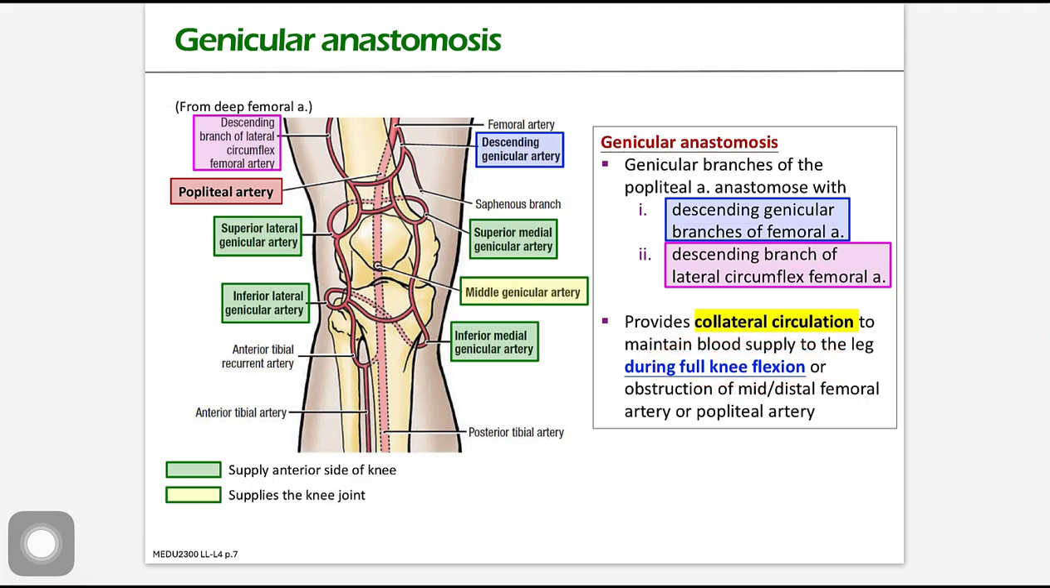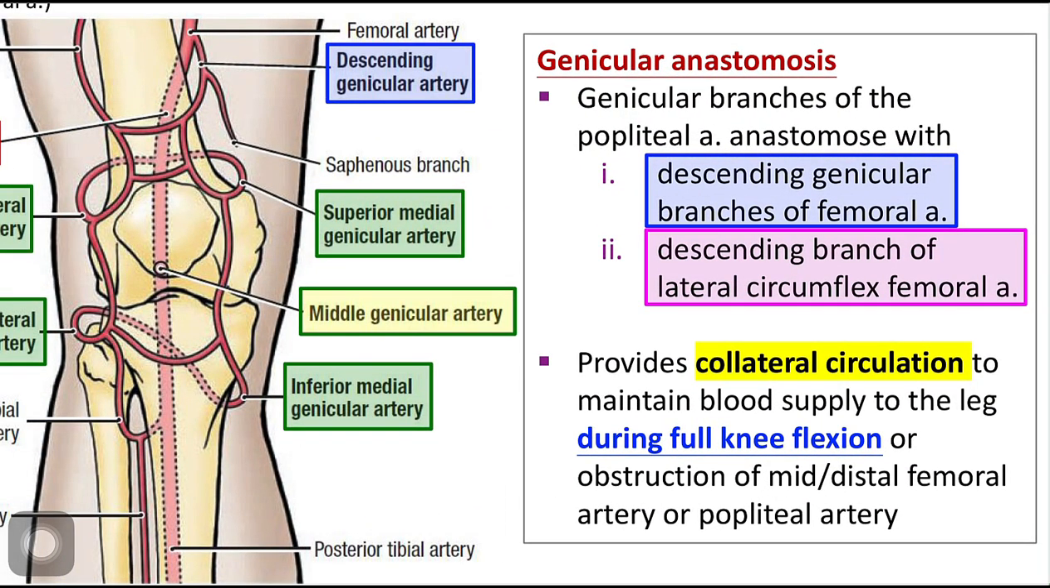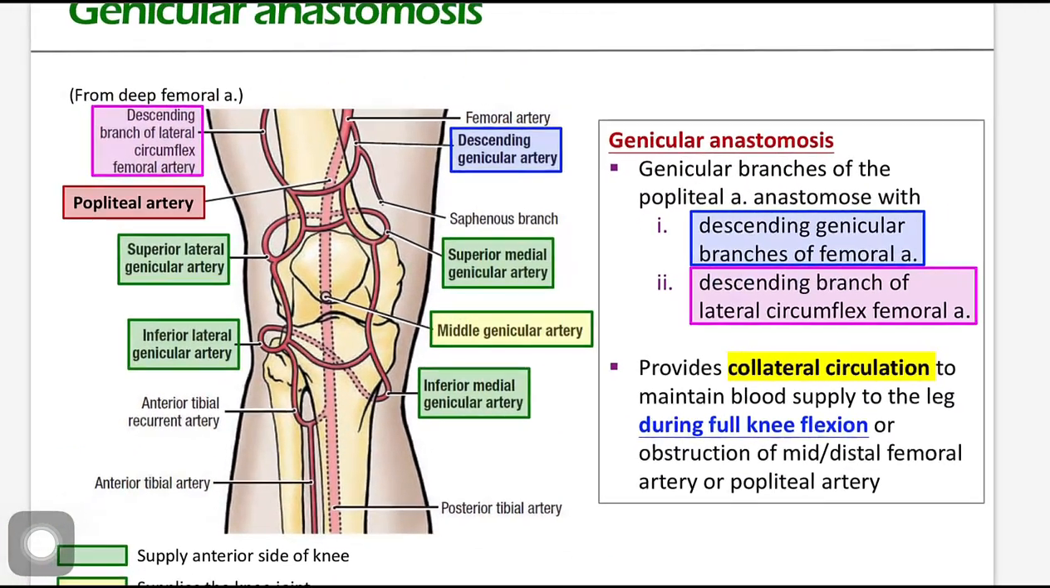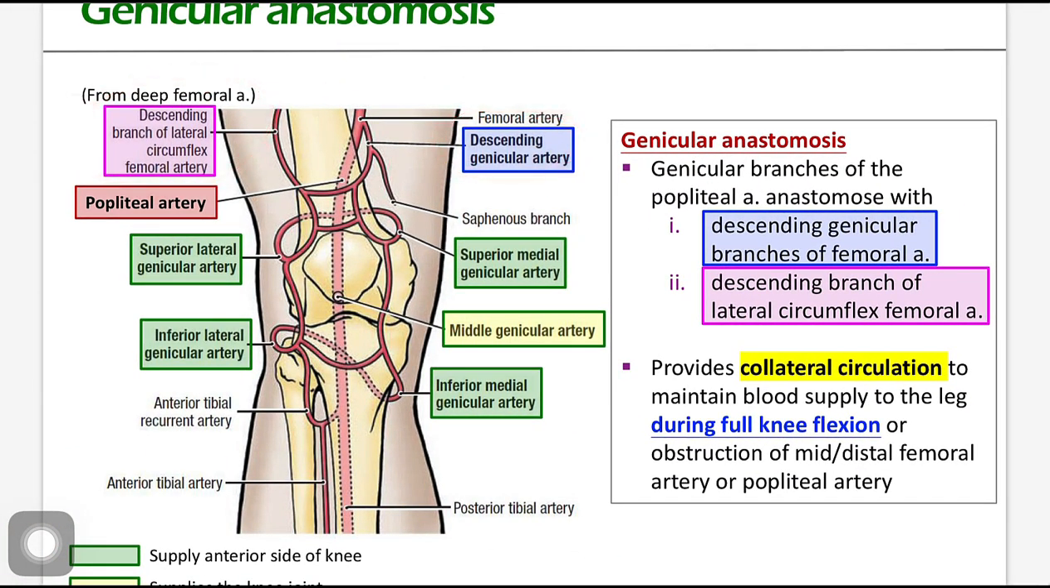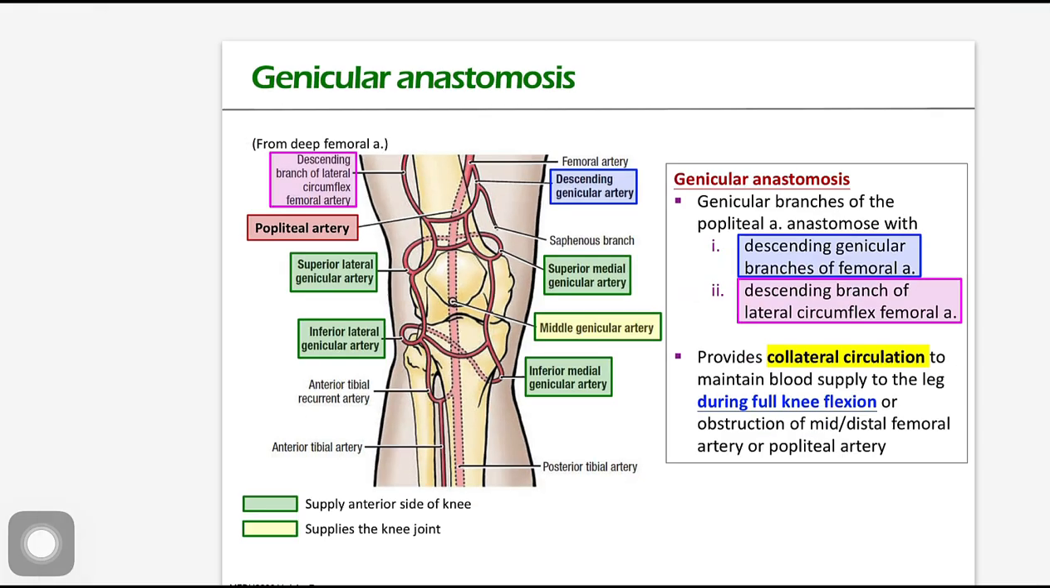Or if there is any obstruction of the mid femur, it could be up to here, the mid femoral obstruction or the distal femoral obstruction like in here, you still have other branches that can supply the whole knee, which is by the genicular anastomosis. And they form the anastomosis with the popliteal artery with these two, the one in blue and here the one in pink: the descending genicular artery and also the descending branch of the lateral circumflex femoral artery. Take a look, it is from the deep femoral artery. Sorry, this is from the deep femoral artery, the immediate origin. Okay, good.